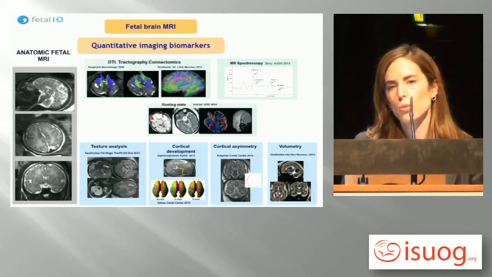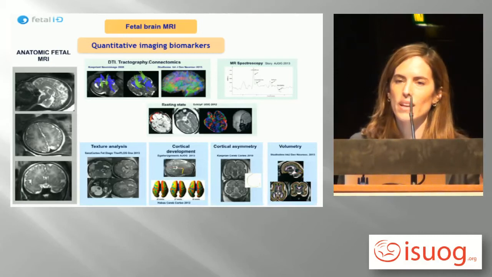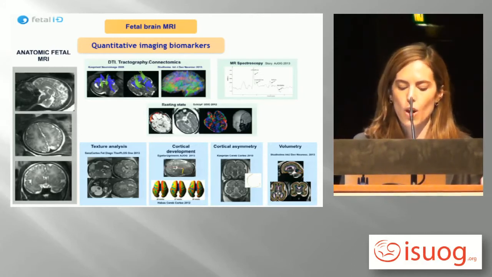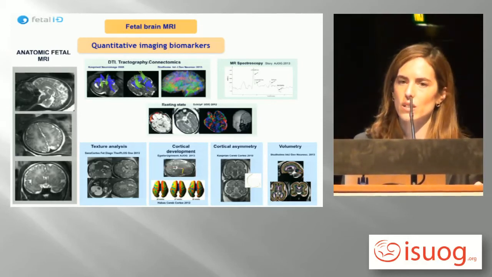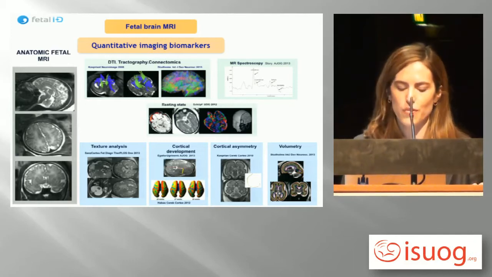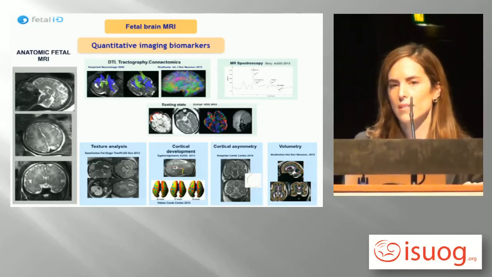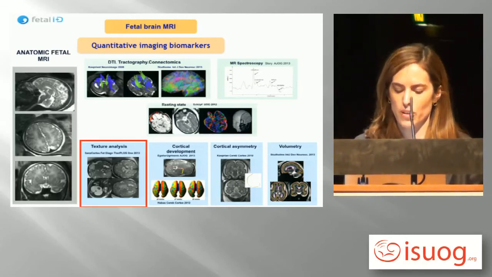And also, we can use the anatomical sequences, we can actually measure them in a way that we can actually quantify whatever we see in order to compare between groups and to know if we can find quantitative imaging biomarkers. The way that we can actually use anatomical sequences in order to obtain this quantitative information is by either measuring the cortical development or the degree of asymmetry. We also can study the volumetry, or we can use texture analysis, which I will explain to you in a little bit.